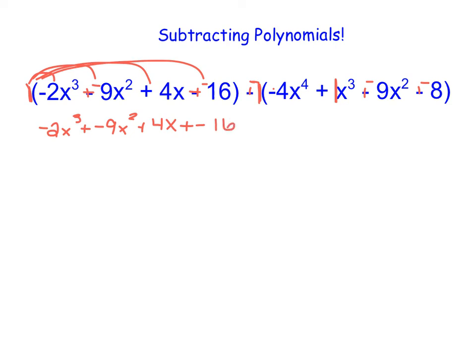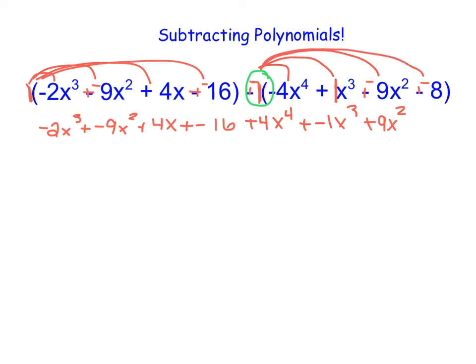And then as a result of keep, change, change, notice here that I am distributing out a negative 1. So it's going to be negative 1 times a negative 4x to the 4th. Negative times a negative is a positive 4x to the 4th. Then a negative 1 times a positive 1x cubed, so this is a negative 1x cubed. Negative 1 times a negative 9x squared, negative times a negative is a positive 9x squared. And then negative 1 times negative 8 is a positive 8.